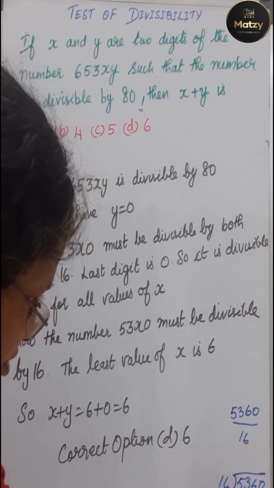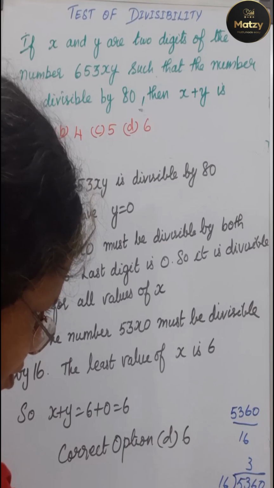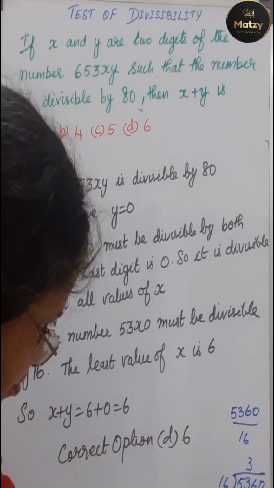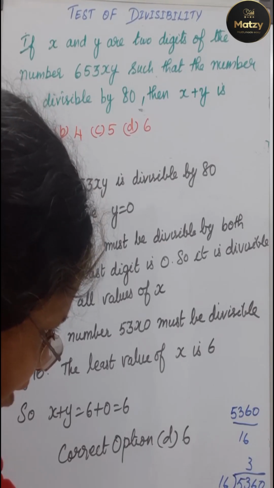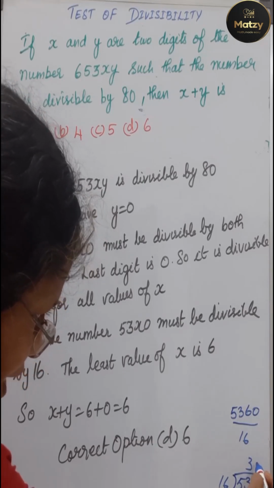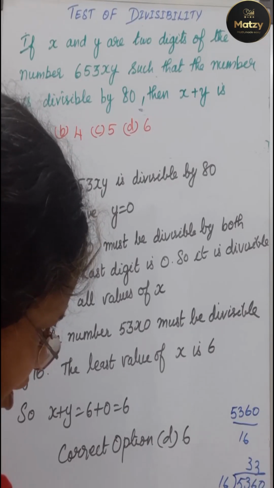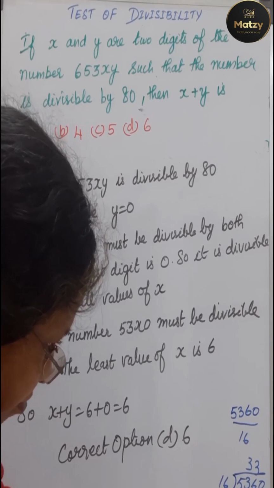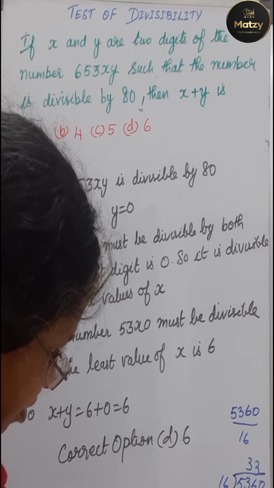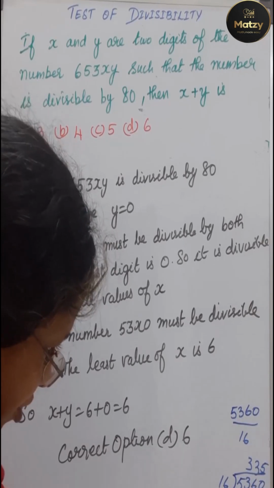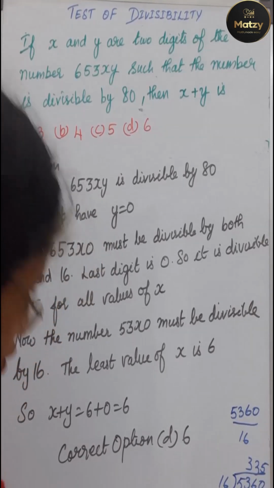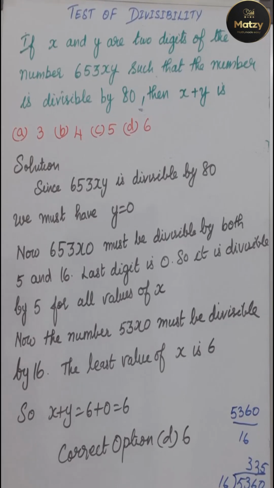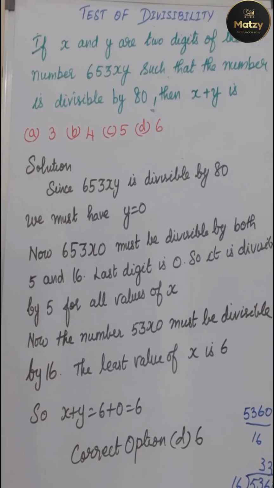5360 divided by 16. 3 times 16 is 48, remainder 56. Again 3 16s are 48, remainder 8, and so on, giving 85 times. So the least value of x is 6. So already we got y value as 0. x plus y is 6 plus 0. That is 6 only.